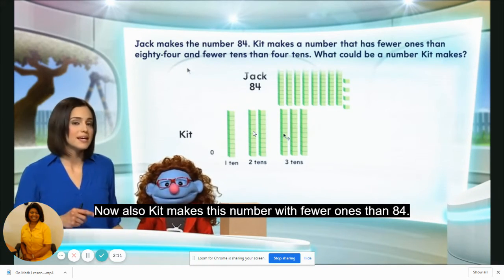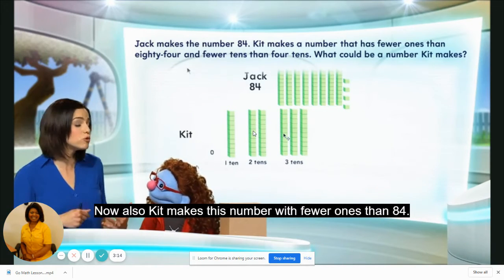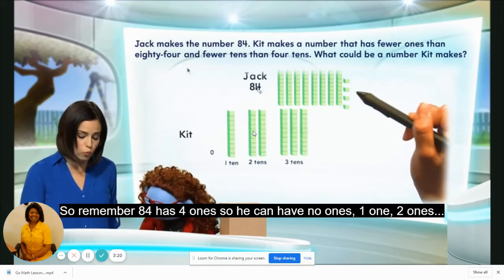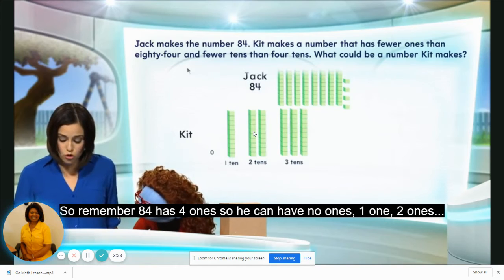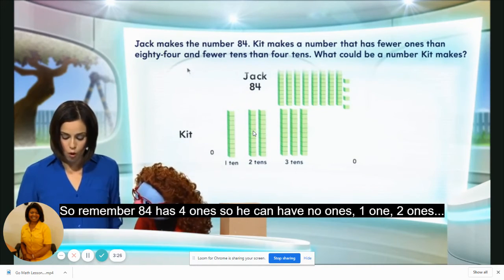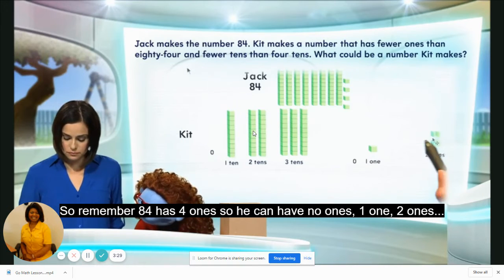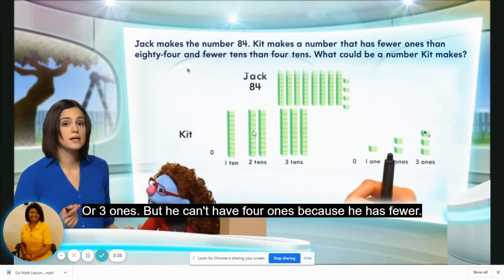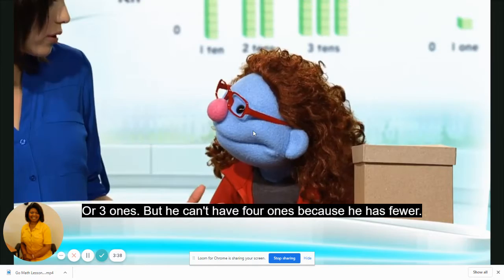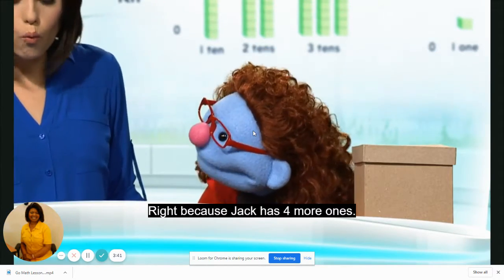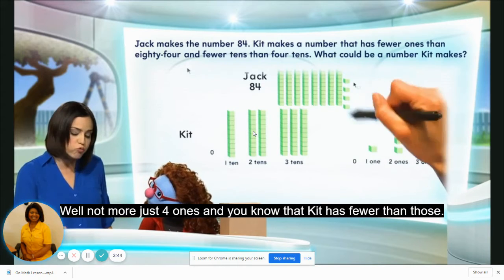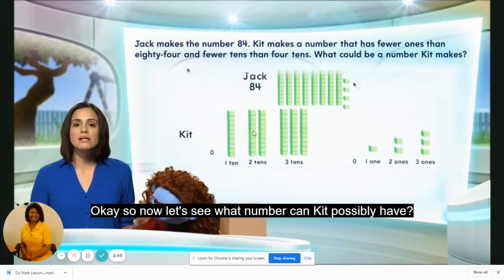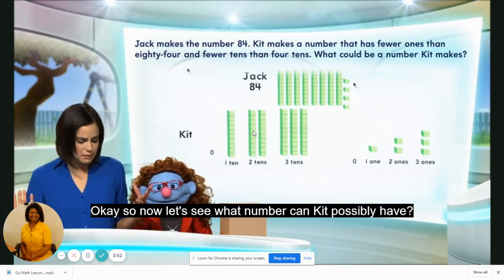Now, also, Kid makes this number with fewer ones than 84. So remember, 84 has 4 ones. So he can have no ones, 1 one, 2 ones, or 3 ones. But he can't have 4 ones because he has fewer. Because Jack has 4 ones, and we know that Kid has fewer than those. Okay, so now let's see, what number can Kid possibly have?